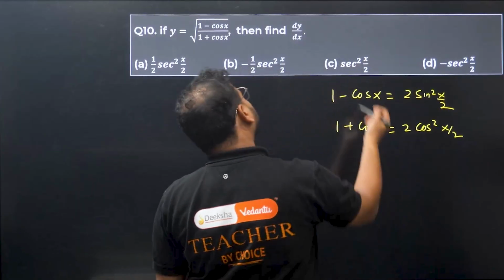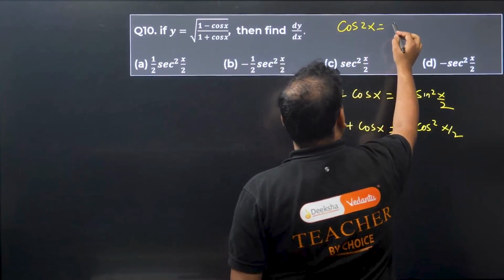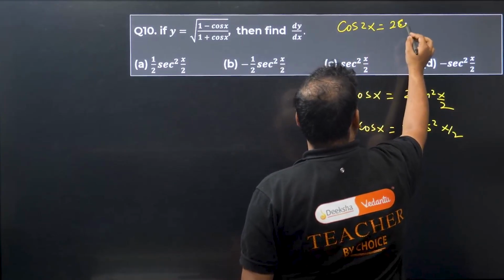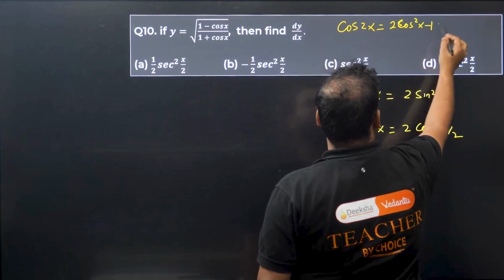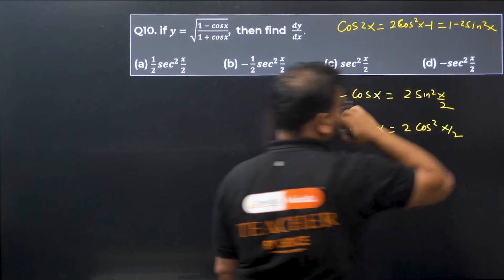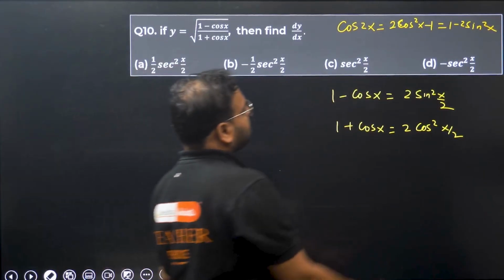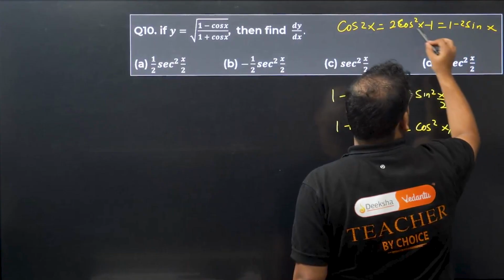From where does this formula come? This over here. Cos 2x is given by 2 cos square x minus 1, or 1 minus 2 sine square x. Whichever formula you want to use. This is the same formula. Just replace x by x by 2.